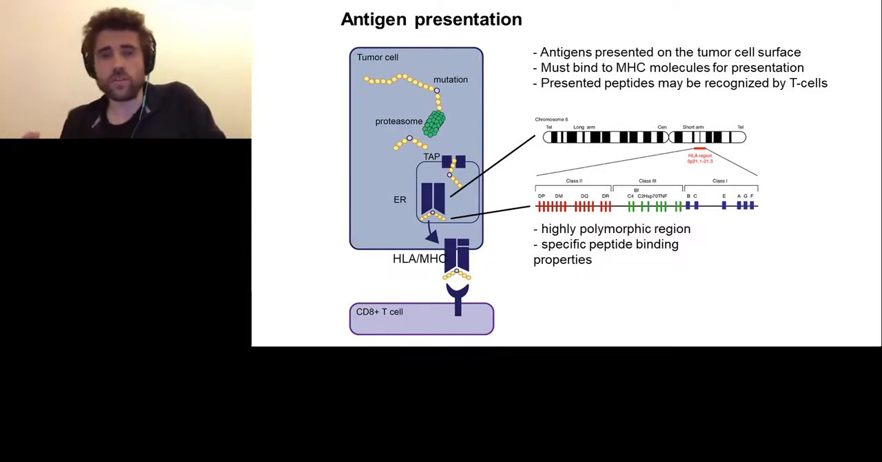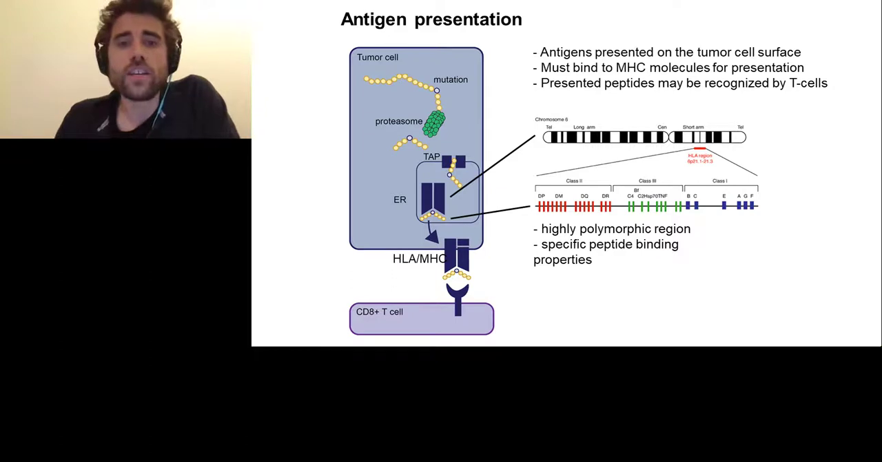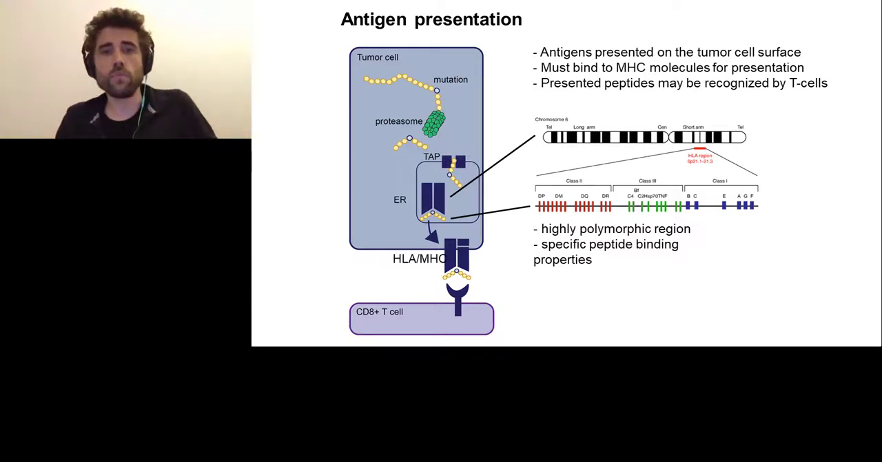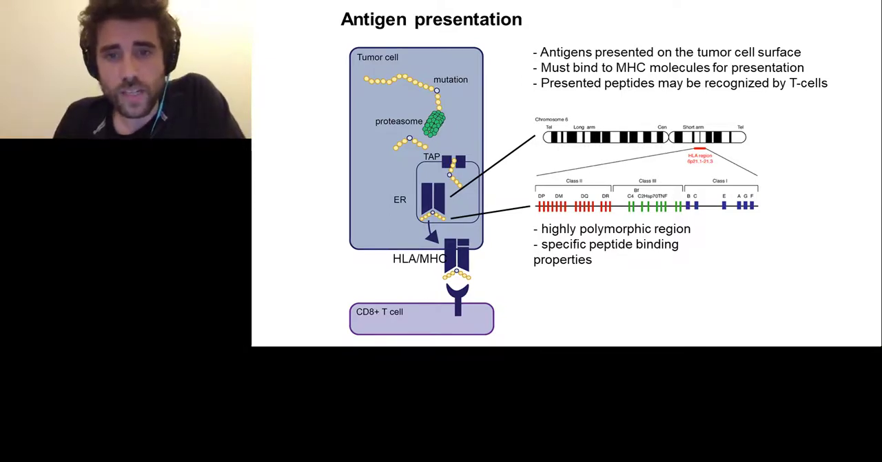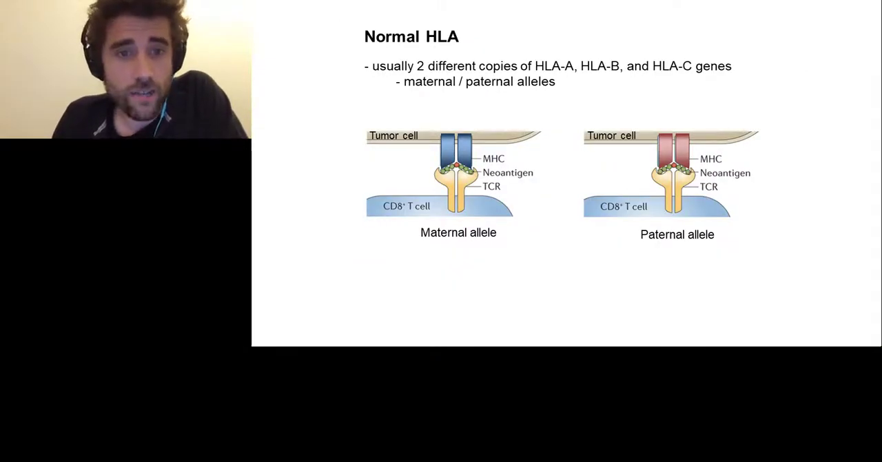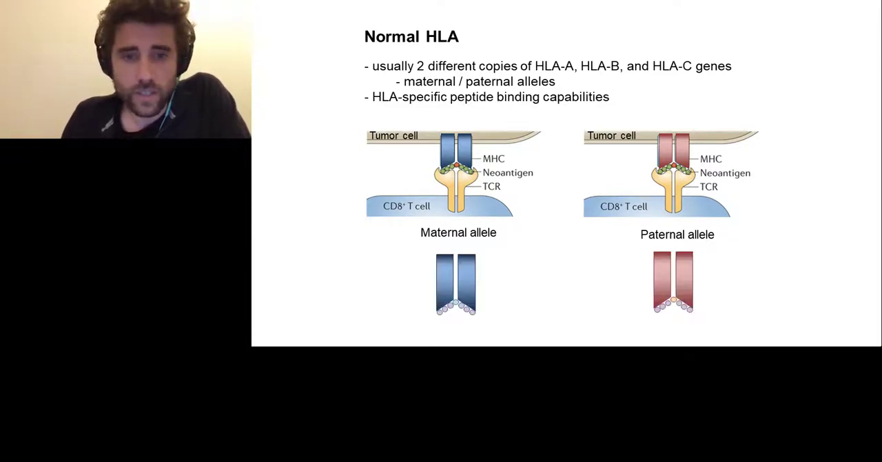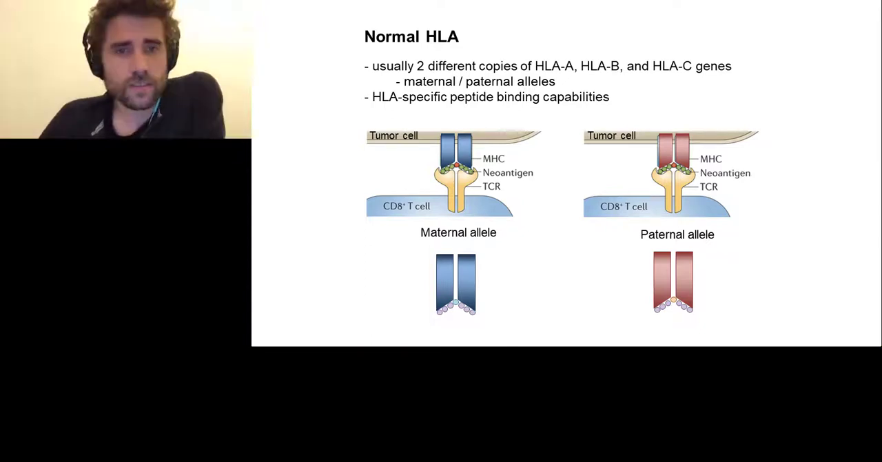And these HLA molecules are highly polymorphic. So the HLA alleles that are maternally inherited are quite different from those that are paternally inherited, because each specific HLA has very specific binding properties. Normally you would inherit two different copies of HLA A, B, and C, from the maternal and paternal sides. And so each one will potentially present different peptides and thereby neoantigens. Therefore, the peptides presented by the maternal allele will potentially be different from the peptides presented by the paternal allele.